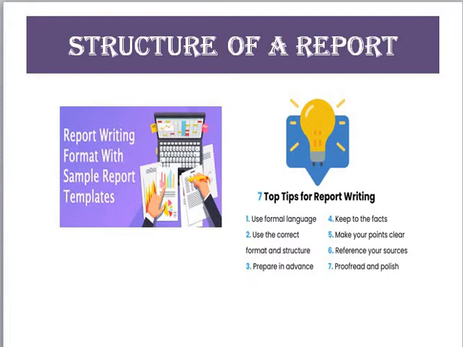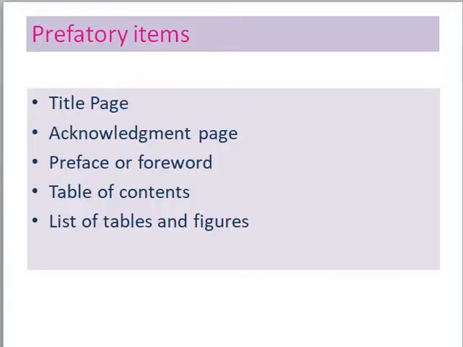Mainly in a research report, we should have as the first part our preliminary pages or prefatory items. Then we will have a main body. Then it comes to end matter. So here we can discuss what things will be there in these three parts. First is prefatory items or preliminary pages.